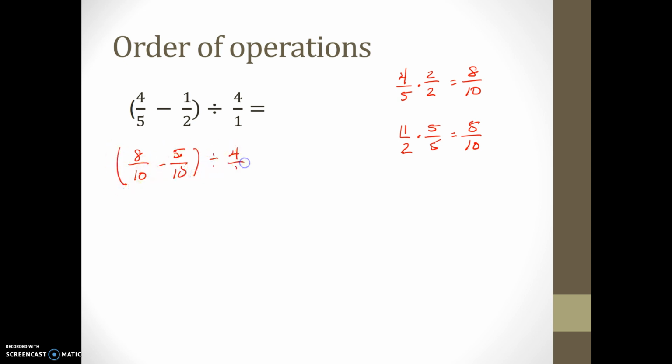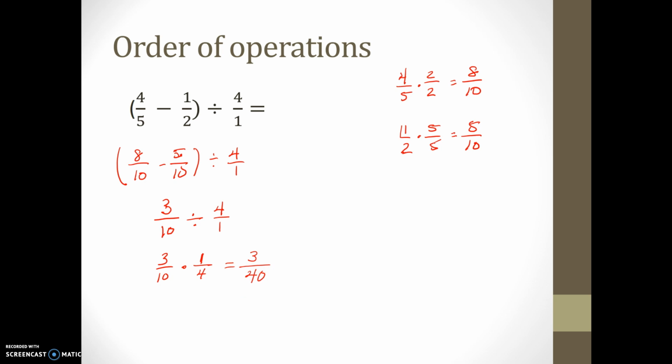divided by 4 over 1. So 8 minus 5 is 3 tenths, and then I have the divided, or to divide 4 over 1. Okay, so now we're going to do the division problem, and I'm going to rewrite that with copy dot flip. Okay, I've got my problem written down, so I'm ready to multiply. So 3 times 1 is 3, and 10 times 4 is 40, and I end up with 3/40.